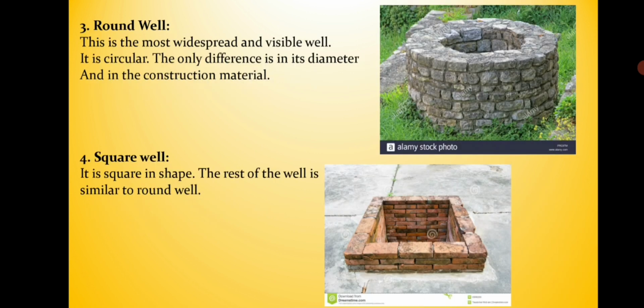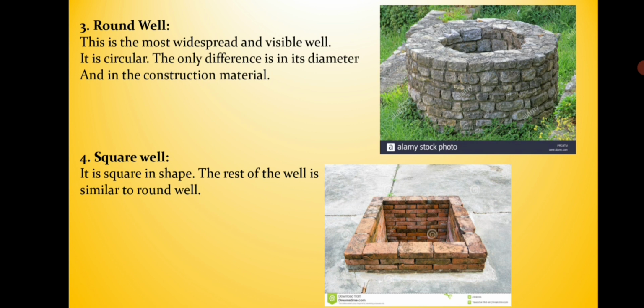Next, round well. This is the most widespread and visible well. It is circular in shape. The only difference is in its diameter and in the construction material. They use stones, bricks, rings or concrete material to construct the well, and therefore the diameter is also different.